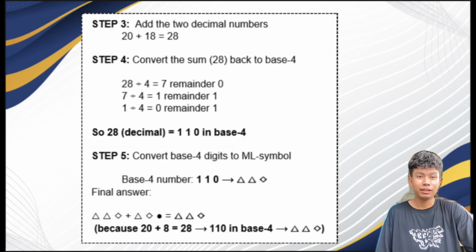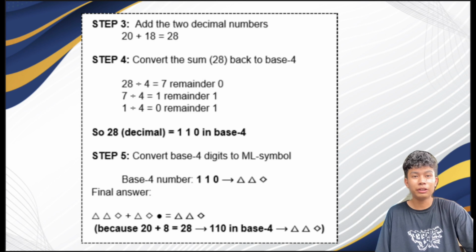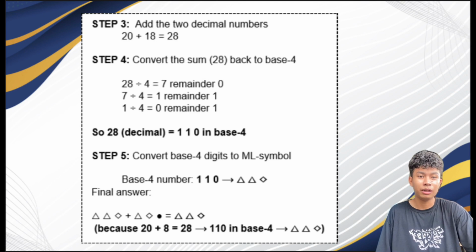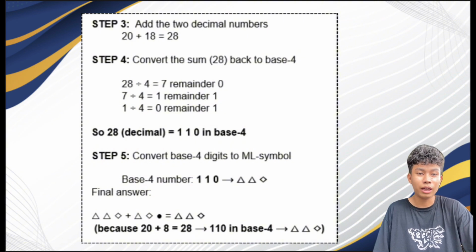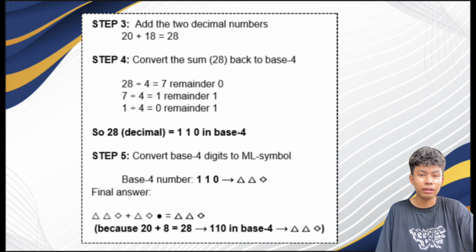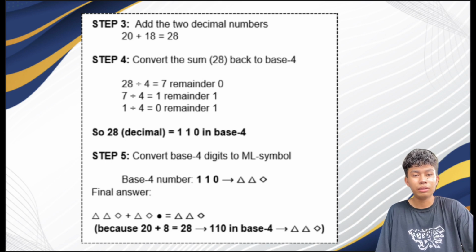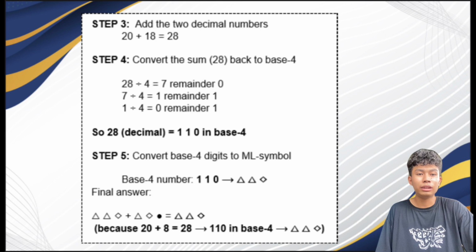In step 3, add the two decimal numbers. 20 plus 18 equals 38. In step 4, convert the sum back to base 4. 28 divided by 4 equals 7 remainder 0. 7 divided by 4 equals 1 remainder 1. 1 divided by 4 equals 0 remainder 1. So, 28 is equal to 110 in base 4.